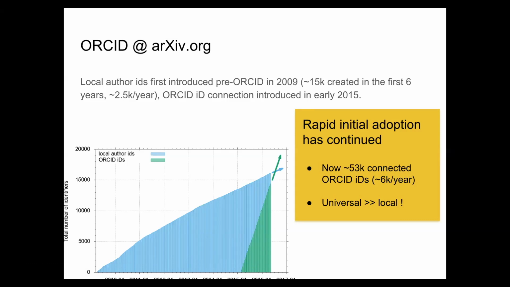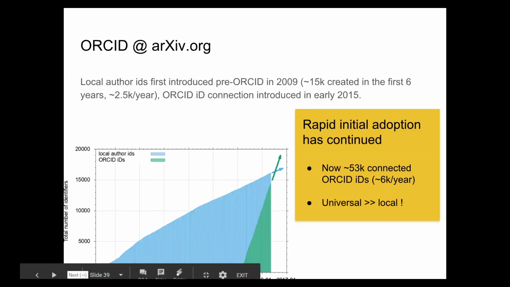And you can see here in early 2016, there was a green portion going up very rapidly. And I'm pleased to say that that initial rapid adoption of ORCID has continued to this date. So Archive now has about 53,000 author identity connections to ORCID IDs, which is a growth of about 6,000 a year. And I think that shows some understanding among the archive user community that a universal identifier, one they're going to use in many systems, is rather better than just a local identifier.